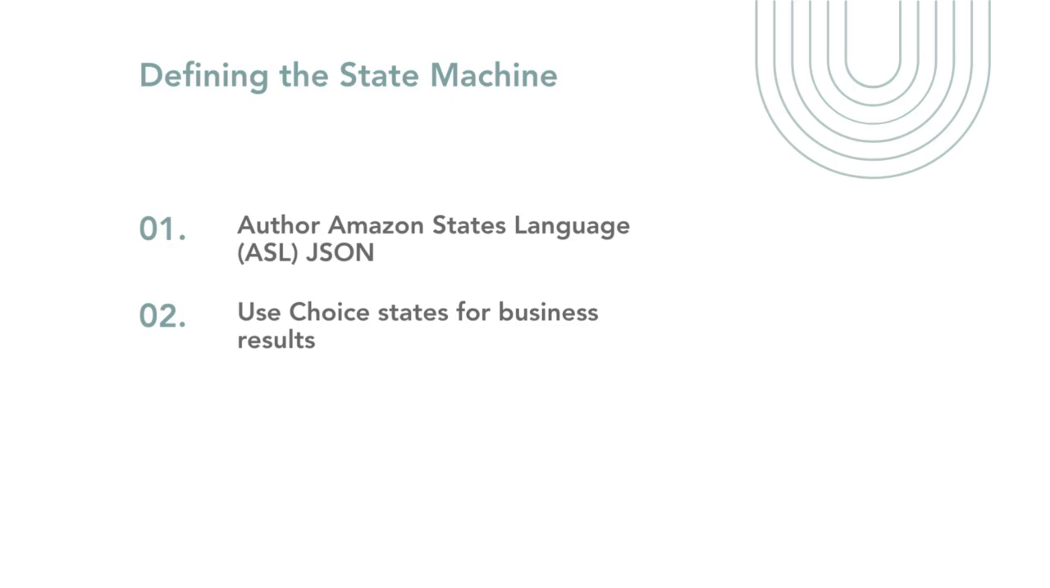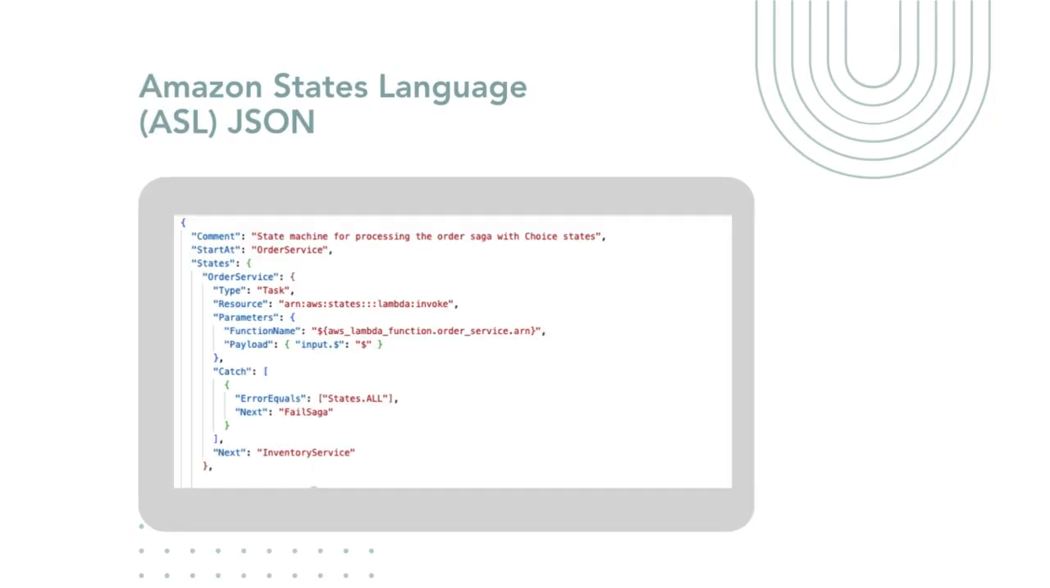So we'll want to also define the state machine itself and author Amazon States Language, ASL, JSON, and use choice states for business results. So here's a look at the ASL JSON.